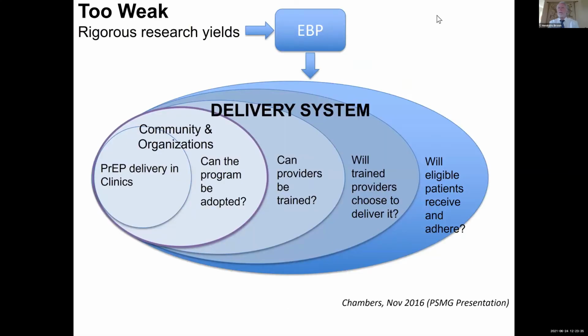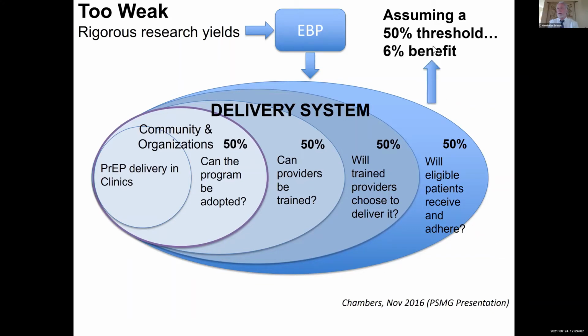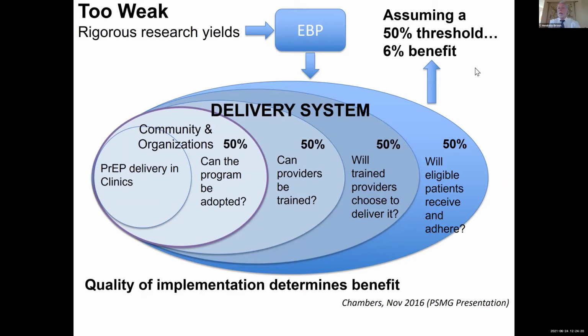So getting back to this issue of what is wrong with the current system in here, the system we have is too weak. We can get the best possible evidence-based program we have, but when we start thinking about a delivery system in here, it's multifaceted, and you can think about 50% getting adopted, 50% of those providers being trained, 50% of those trained providers choosing to deliver it, and then 50% of the eligible patients receiving it and adhering to it. When you put it all together in here, you multiply that out, and you get 6% benefit at a population level. So we've got a fundamental problem in here if the delivery system is not tuned and designed to deliver very effectively.